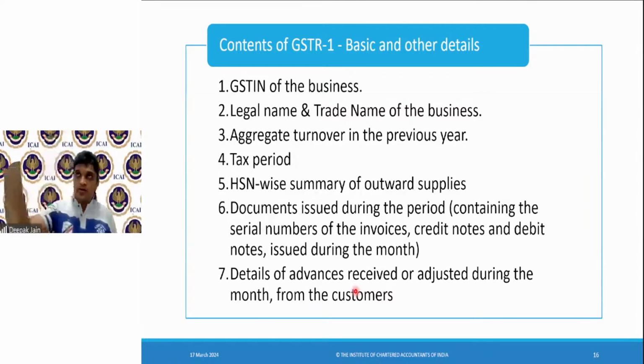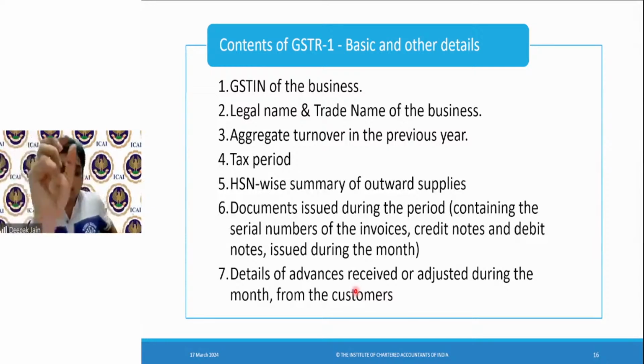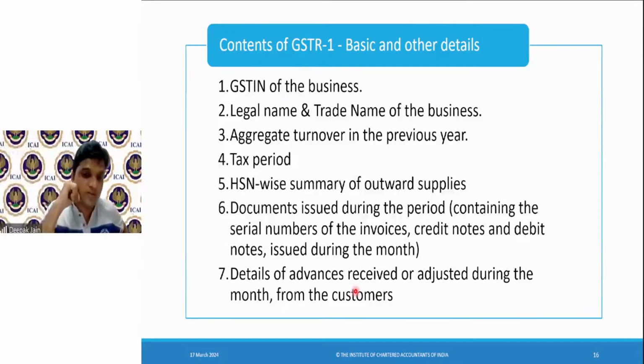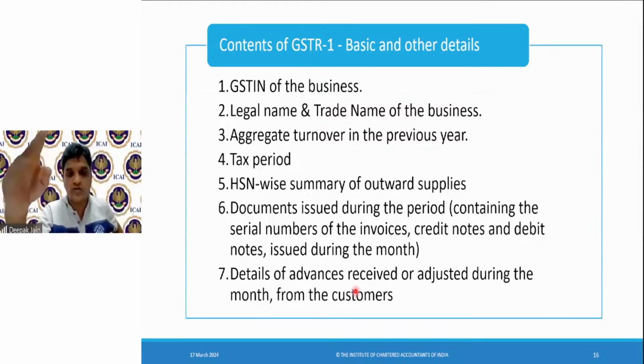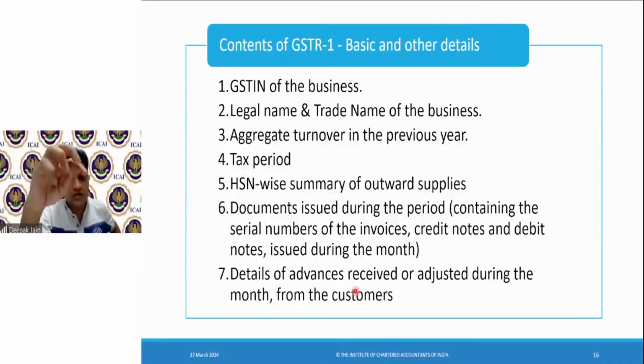Debit notes, invoices. For invoices you don't have to mention every number, just the starting number and the ending number. What are the documents issued, what is the document starting number, what is the document ending number? Invoices, credit notes, debit notes issued during the month. Then details of advances received and adjusted during the month, because when you receive advances, supply has to be made on that also. So that also you will report in your GSTR-1.